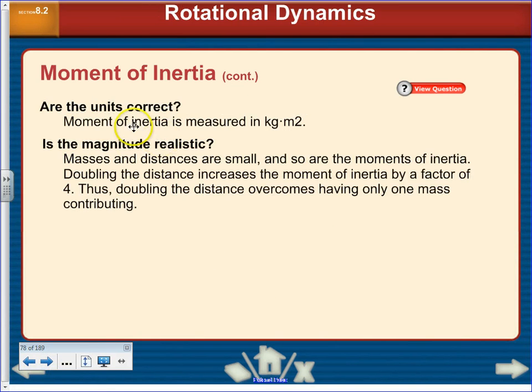Just evaluating your answers, it looks like our units are correct because the unit should be kilograms per meter squared. We got that. Does it seem realistic? Masses and distances are small, so the moments of inertia are going to be small. Doubling the distance increases the moment of inertia by a factor of 4. Thus, doubling the distance overcomes having only one mass contributing.